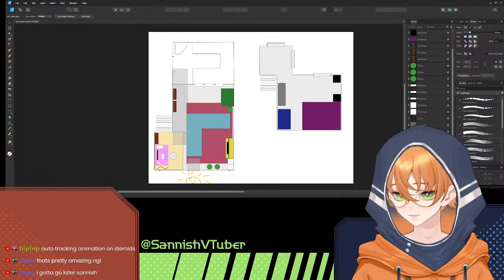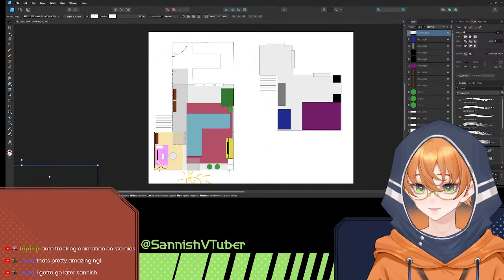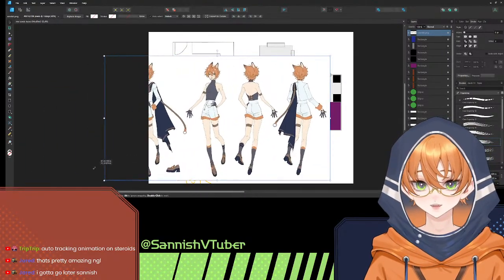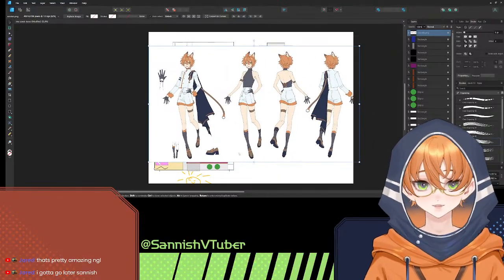This is my next model. Pop up. A lot of back on that model. This is the next model I'll be having. Oh, it's outside the artboard. The next Sanish model.